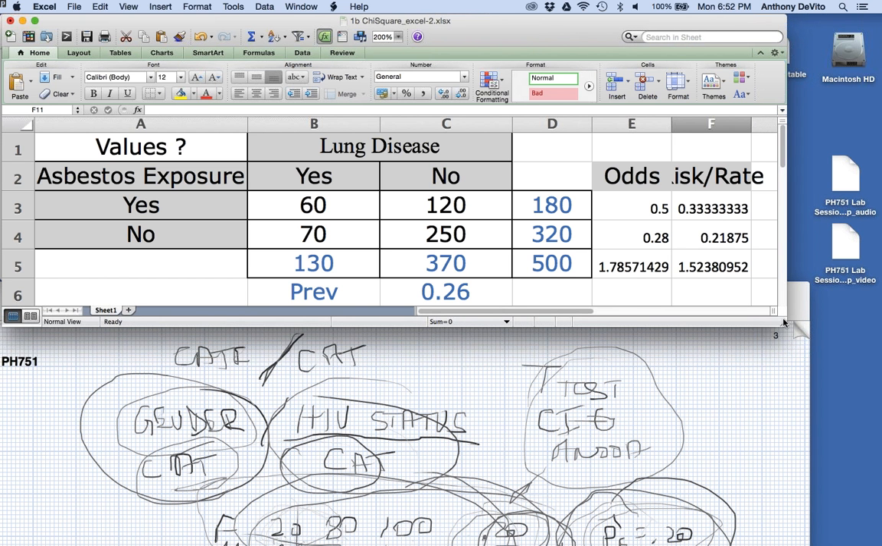If this was really true, that the prevalence was 26%, and you took a sample of this population, 180 people, 320 people, what do you think the odds would be just sampling that you would get exactly 60 people? Not very good, right? Or you'd get exactly 120 people with no lung disease in that group. That you'd get exactly what you would expect to get.